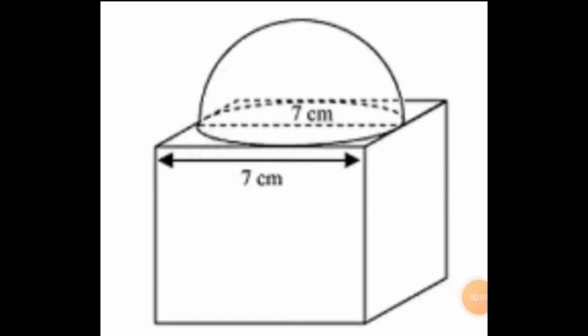Therefore this top of the cube is covered by the hemisphere, and the area covered by this hemisphere is the circular region whose diameter is 7 centimeter. It means the area of this circle is covered at the top. So in the solution, let us see how to find the total surface area of this combination of solids. Okay children, so let us move to the solution of this question.